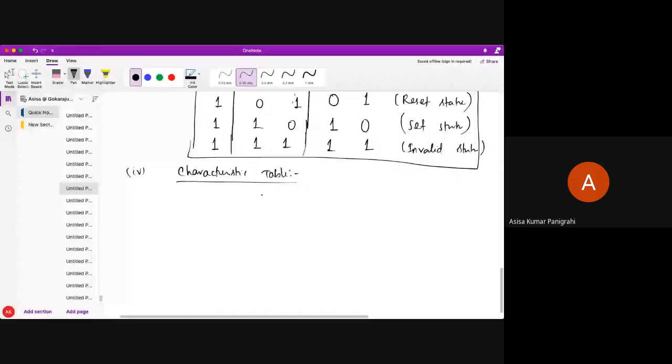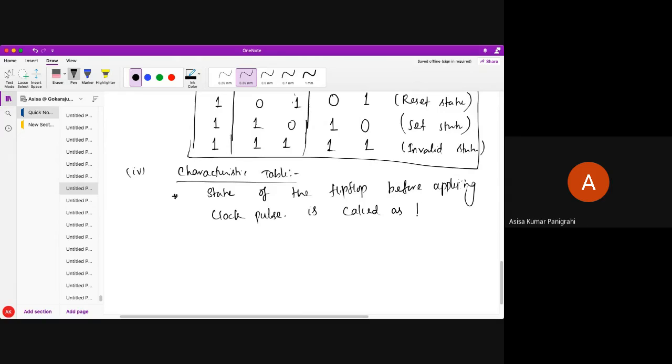Before the character, I will tell you one important concept. The state of the flip-flop before applying the clock pulse. There are two states, before and after applying the clock pulse. Before you apply the clock pulse, the state is called the present state, which is denoted by Qn. Please try to understand. The state of the flip-flop before applying the clock pulse is called the present state.